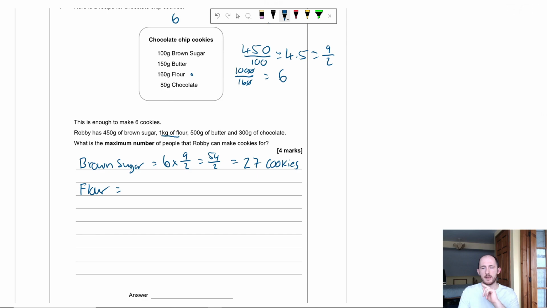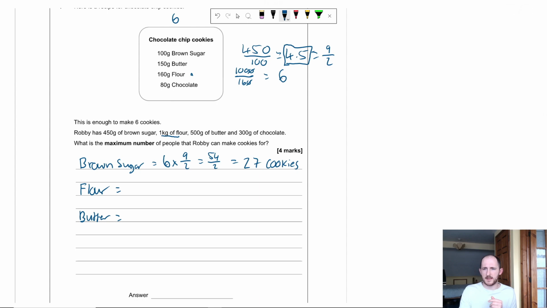Now, there's a reason why I'm not including the decimal, because I actually only care about the smallest number. Why am I saying that? If I have enough flour for 6 batches of cookies, but I only have enough brown sugar for 4 batches of cookies, I can only make 4 batches of cookies. I can't make a brown sugarless chocolate chip cookie, apparently. So with flour, I actually don't need to work that out because it's 6. So let's go on to the next one. Let's go to butter.